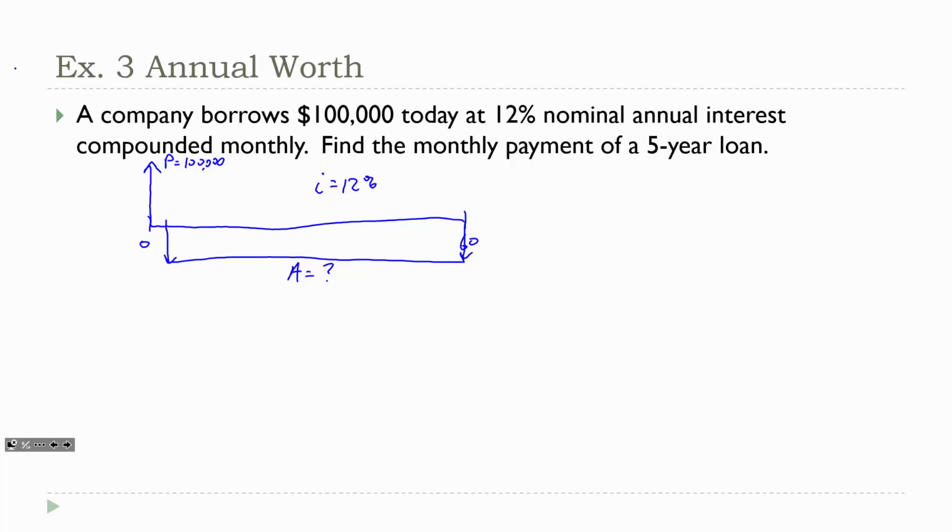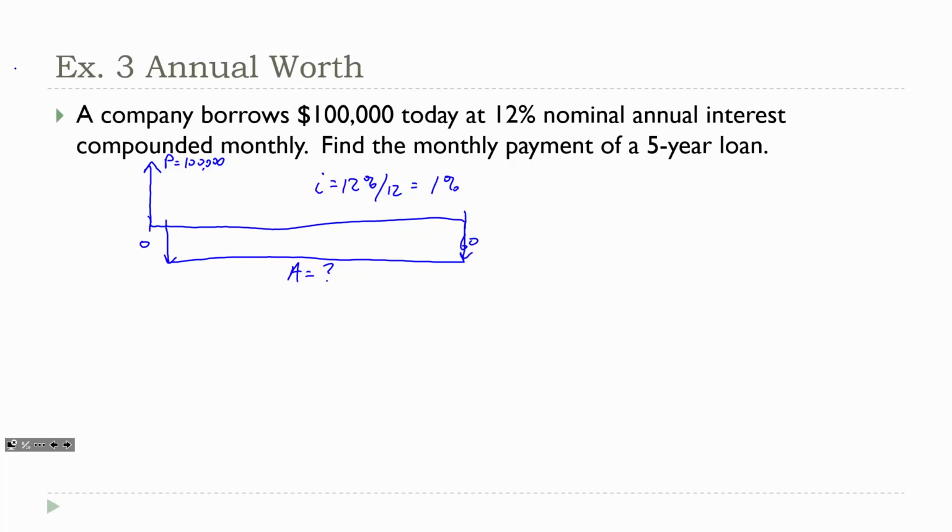What's our interest rate? 12%. What I want, 1%. How'd you get that? 12% divided by 12 months. Right. Our 12% is an annual interest rate. We need our compounding periods to correspond with our interest rate. So to go from an annual interest rate to a monthly interest rate, we're just going to divide that by 12. So that would be 1%.